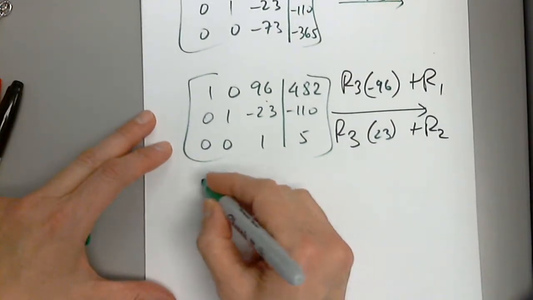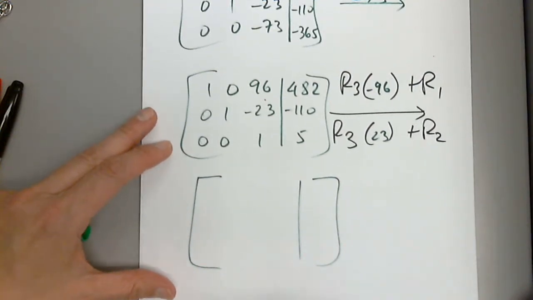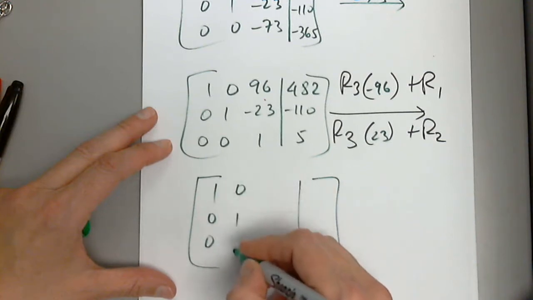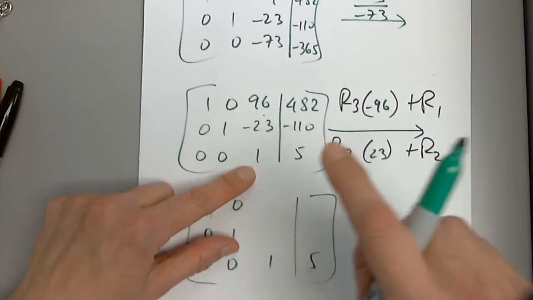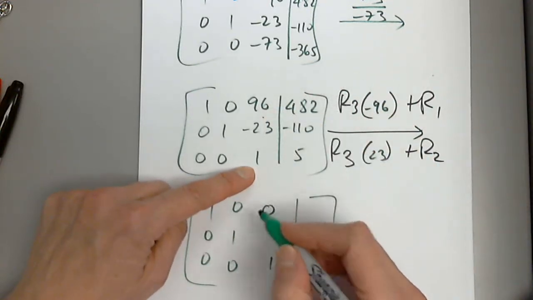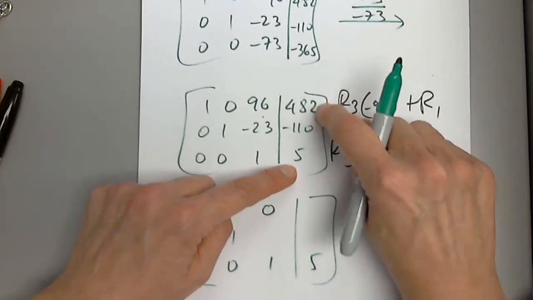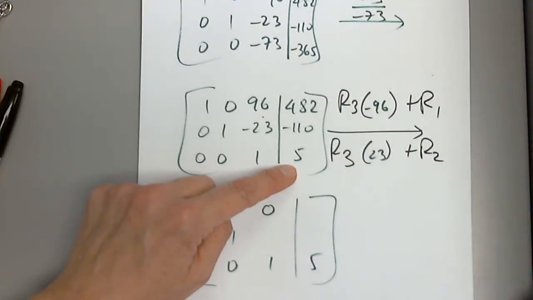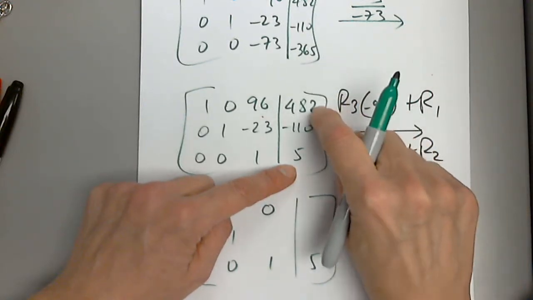Unless, I hope that's not the case, we have errors somewhere, or I have errors somewhere. So 1, 0, 0, 0, 1, 0, and 1 and 5. That is done. 1 times -96 plus 96. 5 times -96 plus 482. Can you do that for me? 5 times -96 plus 482.